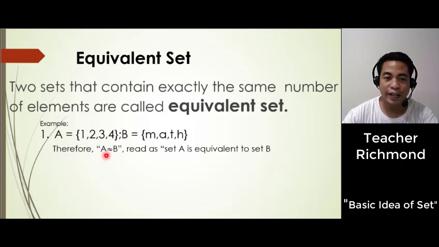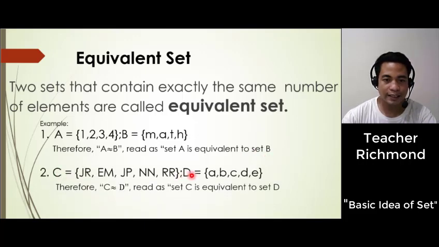Or you are going to write it like this in mathematical symbols. Okay, look at this. Read as set A is equivalent to set B. Next example, set C and set D. All you need to do is count all the elements under that set. So, how many elements are under set C? 1, 2, 3, 4, 5. What about in set D? How many elements are in there? 1, 2, 3, 4, 5. Therefore, set C is equivalent to set D.